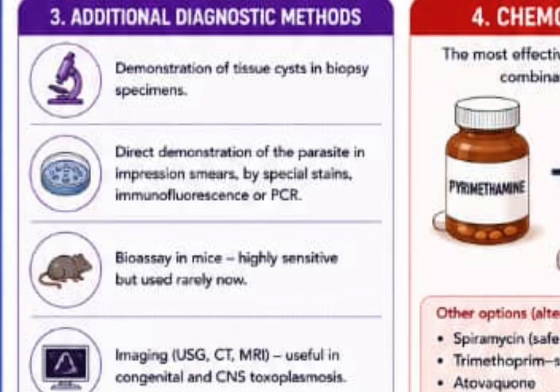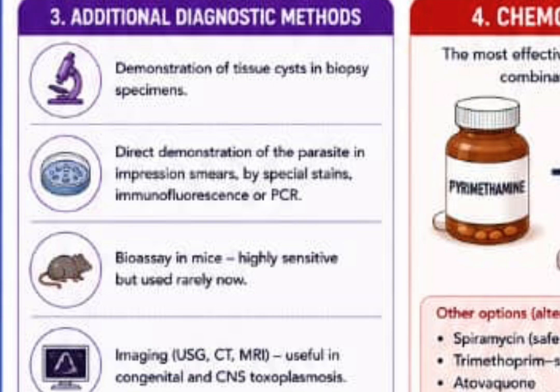In the additional diagnosis, you can use a PCR. The PCR is used to get the DNA of the Toxoplasma gondii. Again, you could do a PCR. You can do a bioassay on a mouse. I guess it's highly sensitive, but it's rarely in use. You can do a bioassay on a mouse.